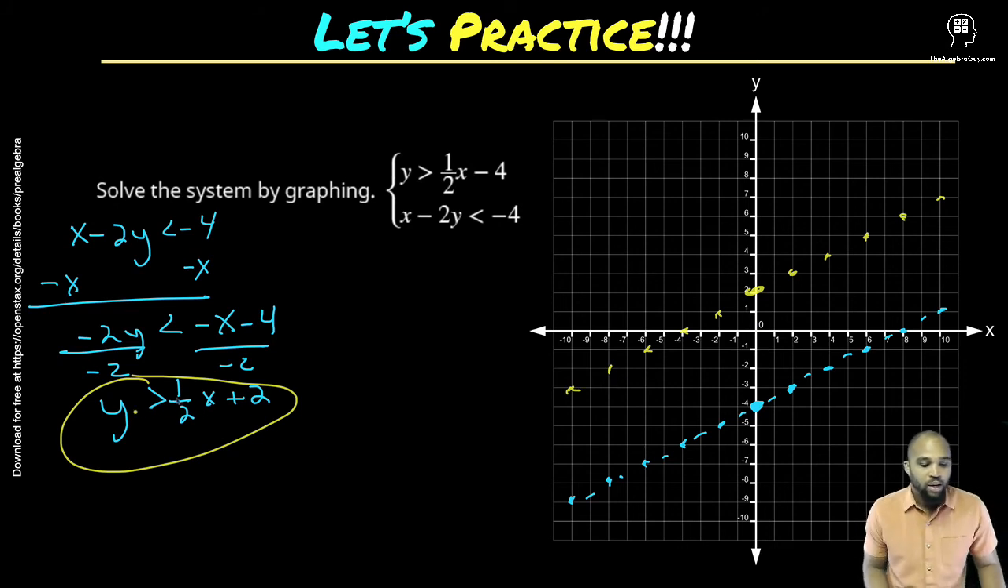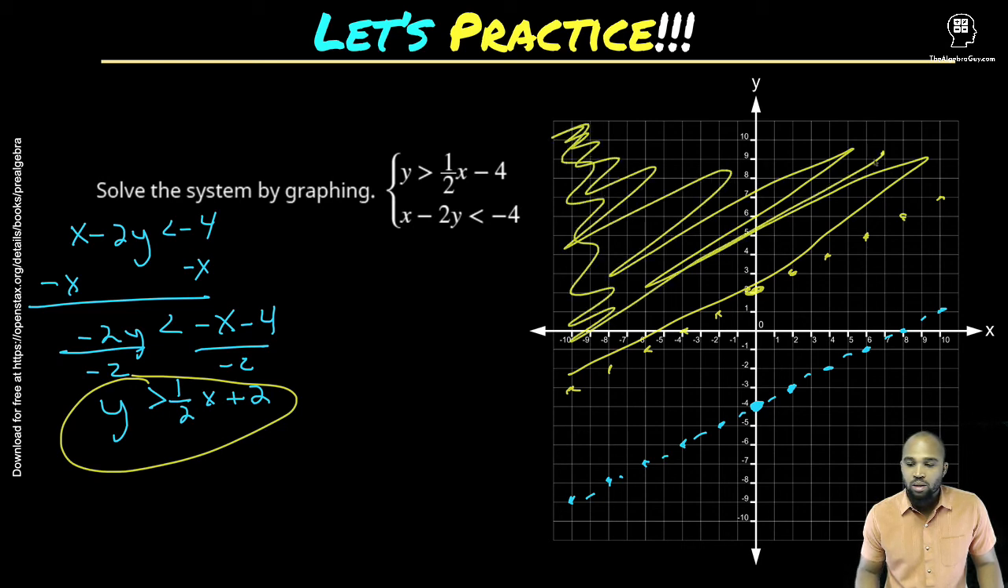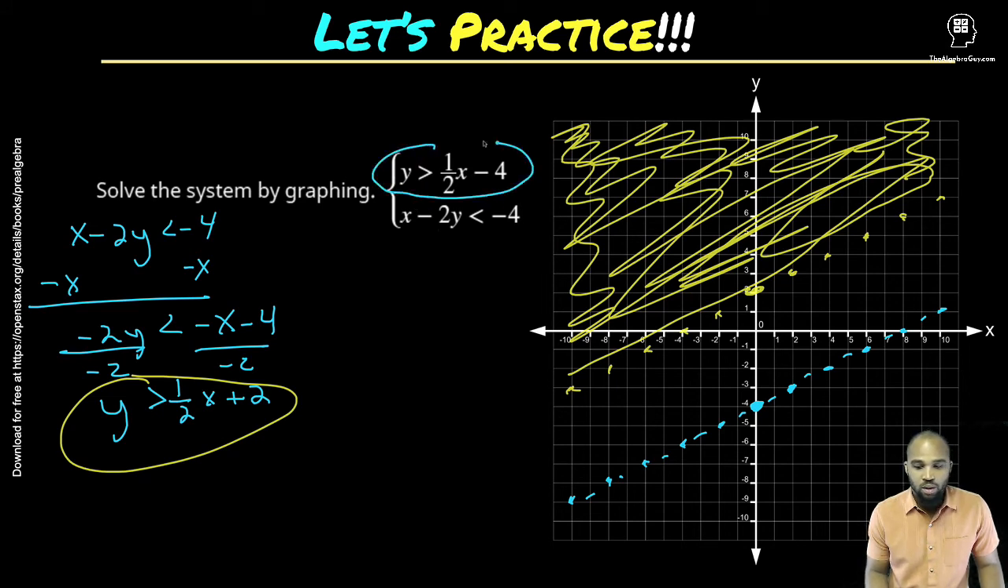So y is greater than, so that means everything up here needs to be shaded. All right, so actually let me lightly shade all that. So I'm going to shade all this stuff up here. And then for the other, this is my blue one. It says y is greater than as well. So everything from here up.